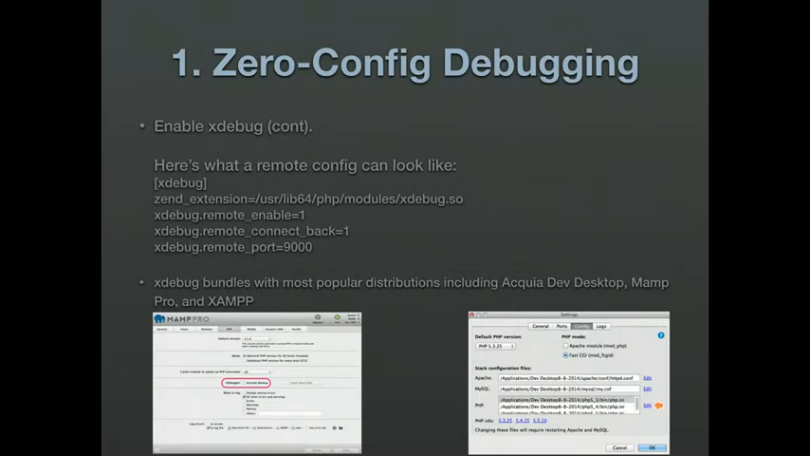On Acquia Dev Desktop, you just edit the file here and uncomment, on MAMP, you just click a button, restart, and it's there. XAMPP, for any Windows users out there, also the same thing. It comes bundled, so you just have to uncomment it. XAMPP also includes a lot of the Xdebug options that you could use and explains them, so it's actually pretty nice.